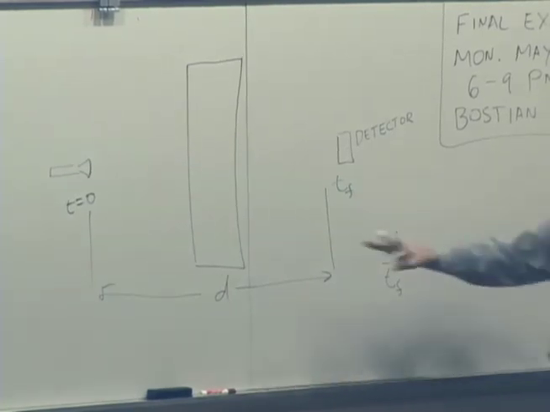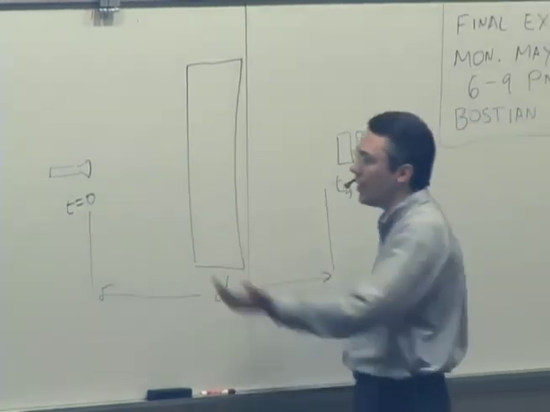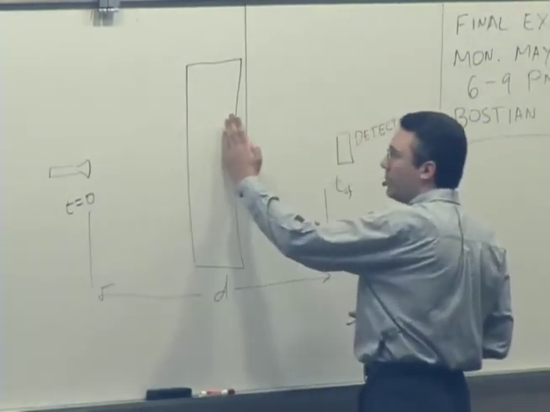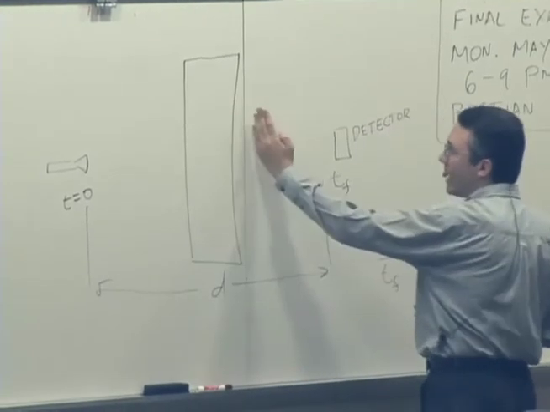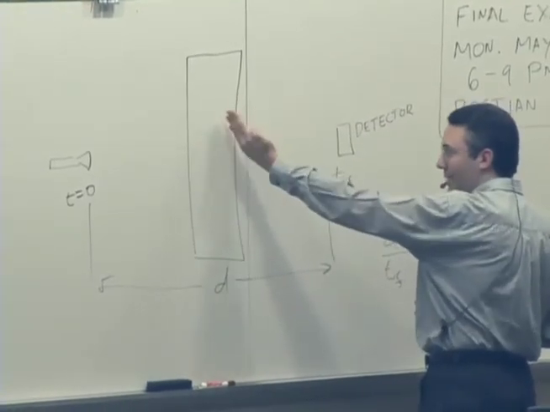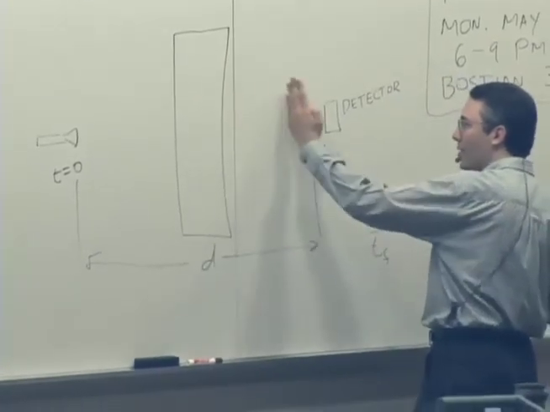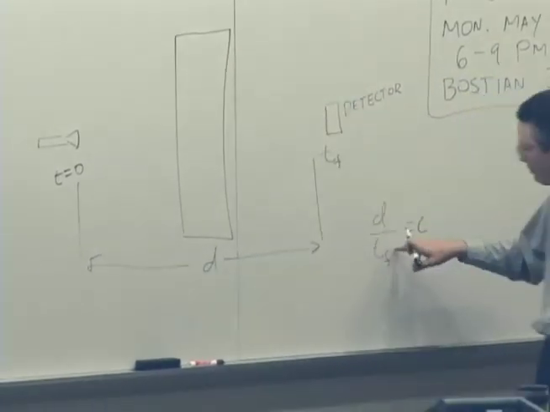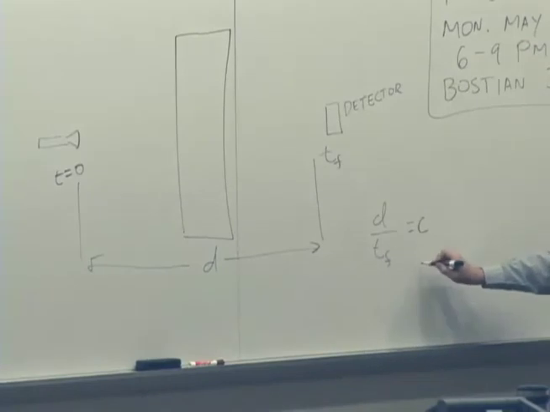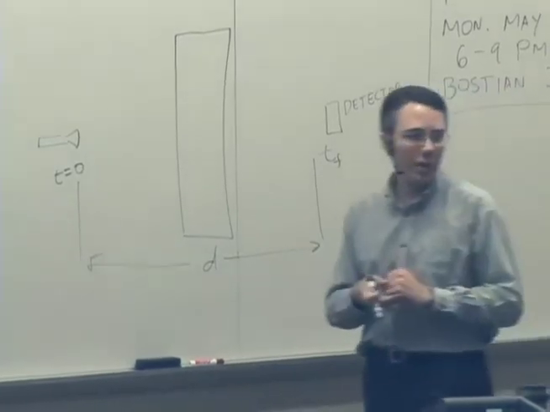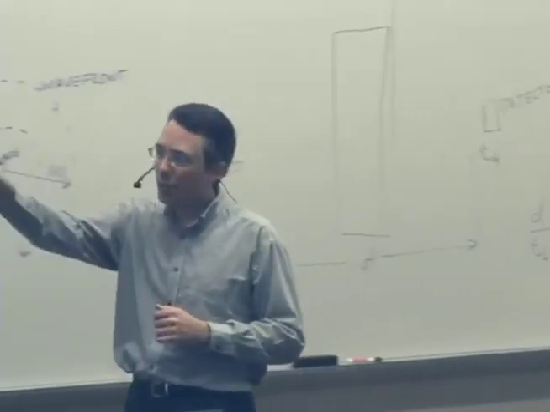No matter what's in the way, because the superposition principle tells us that this initial radiation comes through, and even though there's re-radiation, that initial radiation isn't affected by the re-radiation. It's still going to reach the detector at time t equal to d over c.